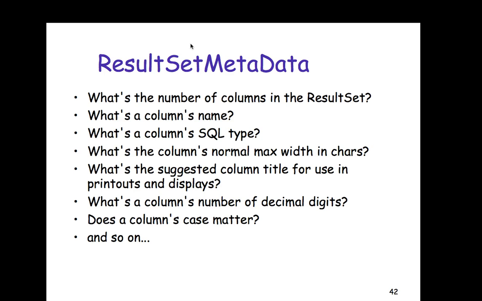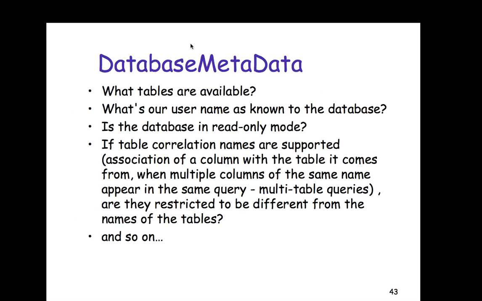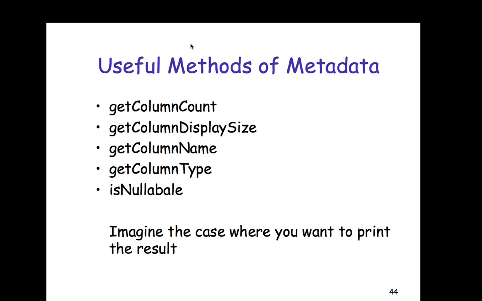So result set metadata tells you the number of columns, how many columns there are in the result set, the names of the columns, the SQL type, the column's normal maximum width in characters, a suggested column title for use in printouts and displays, a column's number of decimal places, and whether a column's case matters. All this information can be displayed. In terms of the database metadata, what tables are available, which might be interesting, what our username is as known by the database, is the database in read-only mode, what kind of access and privileges do I have, and are table correlation names supported. Anyway, you can get all sorts of different database-related as well as table or column result set-related data that comes back out of it.